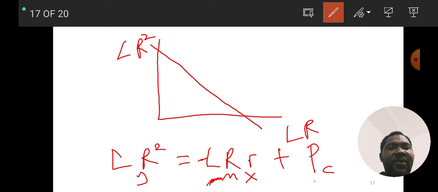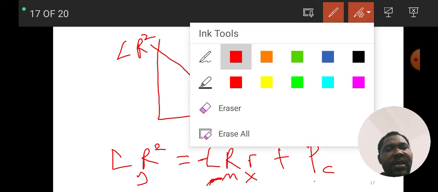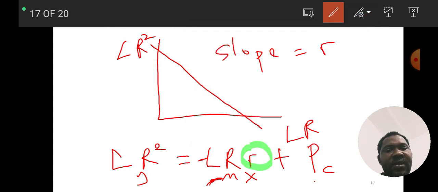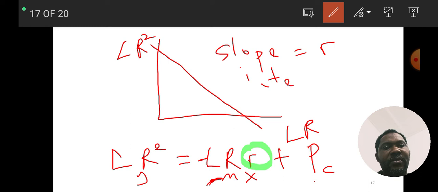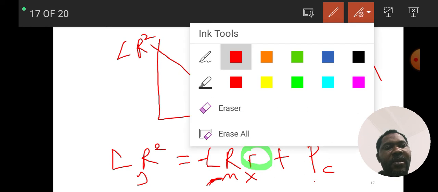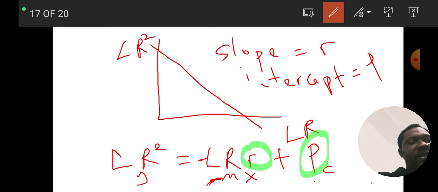And so I can now say that the slope of this graph is equal to a constant, which is small r. Let me highlight that for us to see. This is it, that's a constant here. Then the intercept to this graph is going to be your p, which is the constant that is standing on its own, this one here. That represents our C. So this is the answer to the first question.